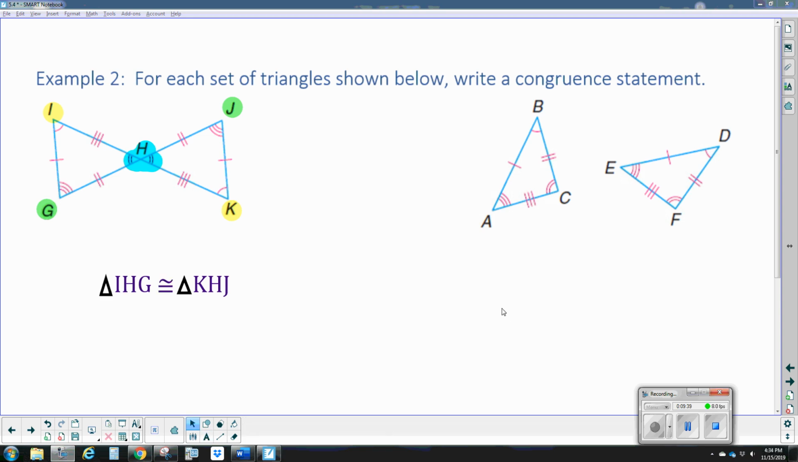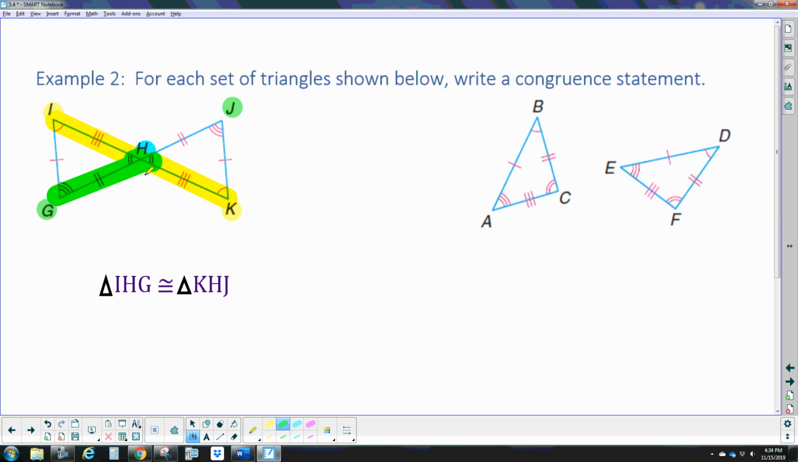Now when I made this statement, I only looked at the angles, so now I'm just going to go back and double check that my sides are congruent. Okay, so I'm just going to highlight my sides as I say them. So IH and KH, both of those are marked with 3 tick marks. Okay, so those are congruent. HG and HJ are both marked with 2 tick marks, so that's good. And then lastly, IG and KJ, those are both marked with 1 tick mark, so I'm good there too.